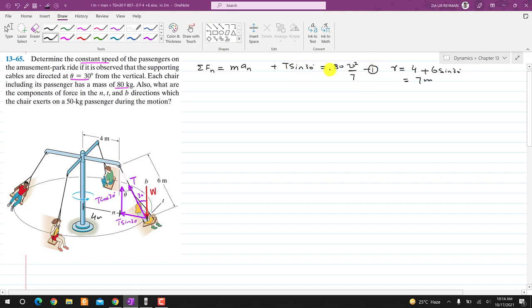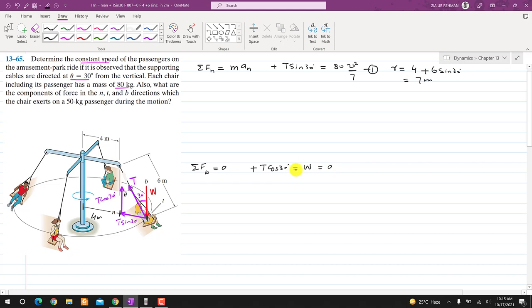In this equation we have two unknowns, so first we need to determine this tension T. Now if I apply the summation of forces along the binormal axis, that will be equal to 0, since the children are moving along the tangential axis, right? So there is no acceleration along the binormal axis. As we can see, this cos component of T is acting in the positive B direction, so I will write plus T cos of 30 degrees, and the weight is acting vertically downward, so this is minus weight, and this will be equal to 0.